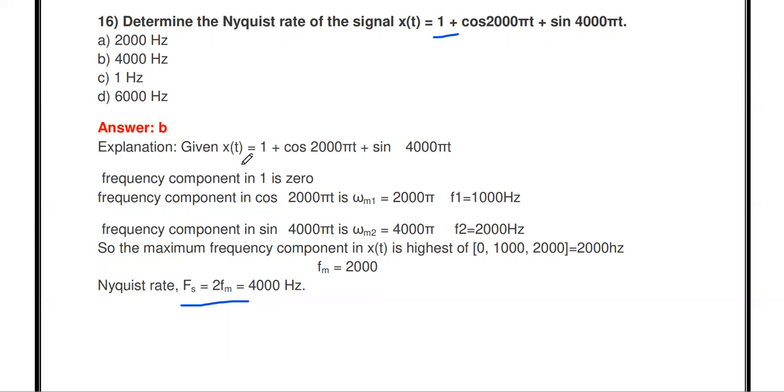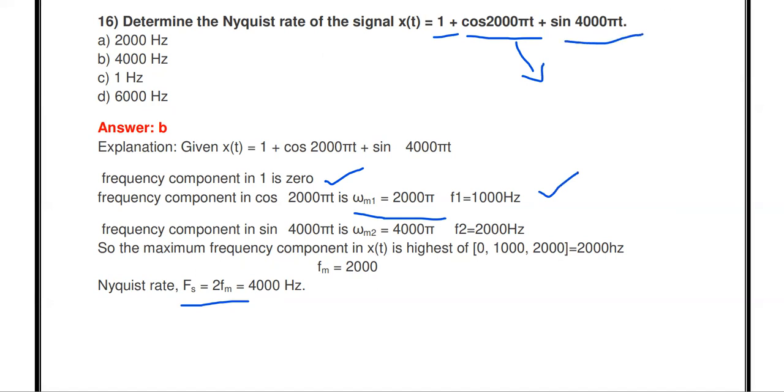Okay, so first you note down, 1 is nothing but a DC signal. So for a DC signal, the frequency component is 0. Next we have to find out the frequency of this cosine signal. For the frequency component in cos 2000 pi t, you just compare this cosine signal with the standard cosine expression. So omega m1, the radian frequency, equals 2000 pi. What is omega? 2 pi f1. So if you compare this, we get the frequency of this signal. This component is 1000 hertz.